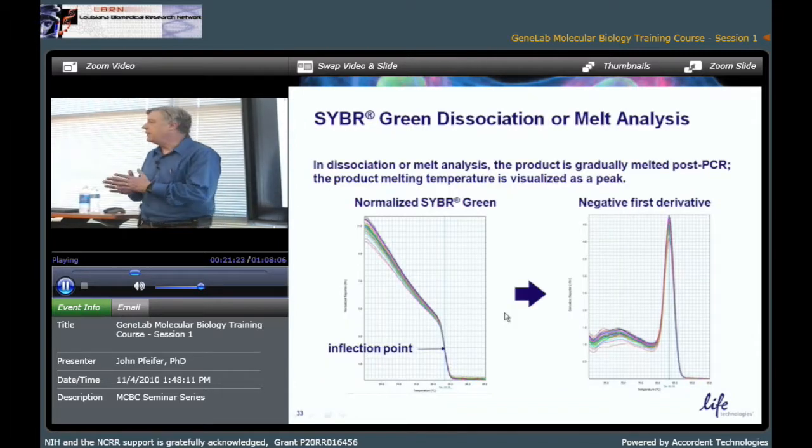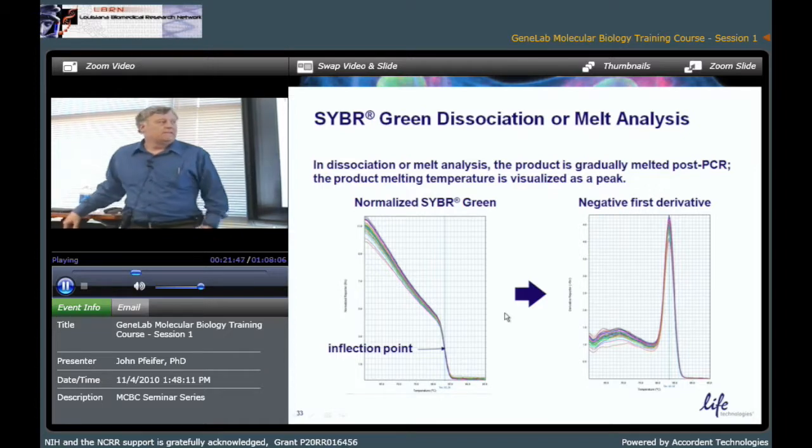The concept with a melt analysis, and we started talking about this back in 1998, is that if you had a primer dimer, let's say, then by chance it will likely have a different melting temperature compared to the target. I think that's a fair statement. And there are exceptions, where a primer dimer has a similar melting temperature as the target, but that's the exception.